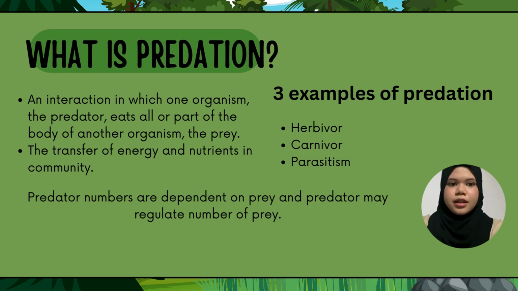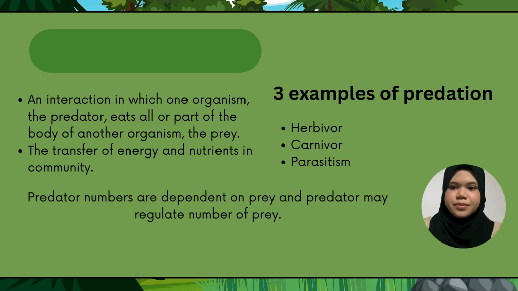So what is predation? Predation is an interaction in which one organism, the predator, eats all or part of the body of another organism, which is the prey. It is the transfer of energy and nutrients in the community. There are three examples of predation: herbivore, carnivore, and parasitism. The predators' numbers are dependent on prey, and predators may regulate the number of prey.